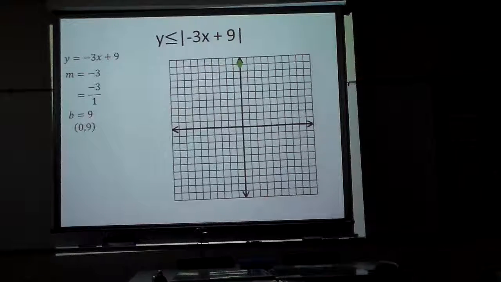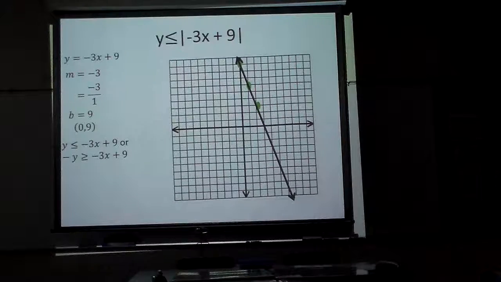So I'm going to put a dot at 9, go down 3 over 1, down 3 over 1. And notice this has a bar, so it's a solid line. Now, I would just like to reflect it. It's going down 3 over 1, so when I hit here, go up 3 over 1.